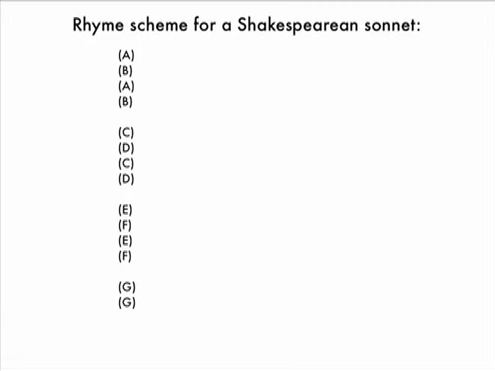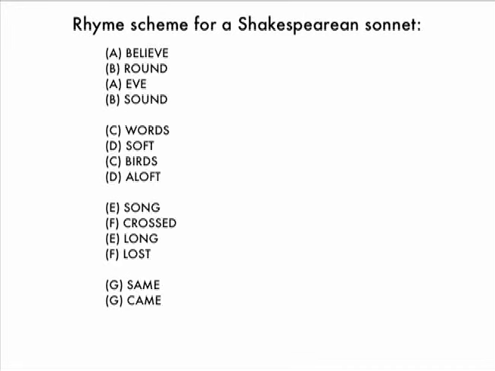The most common kind of sonnet written by students is the Shakespearean sonnet. It is sometimes called an Elizabethan sonnet or an English sonnet. This kind of poem rhymes like this: A, B, A, B, C, D, C, D, E, F, E, F, G, G. Now what this alphabet soup means is that all of the A lines rhyme with each other, like believe and Eve right here. And all of the B lines rhyme, like round and sound, and so on. See, words, birds, soft, aloft.